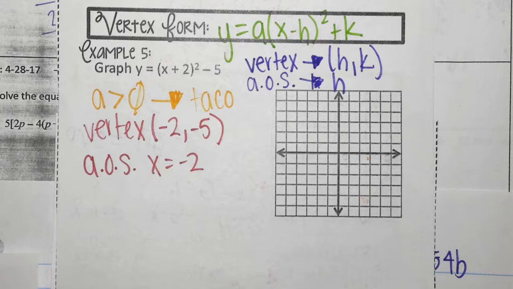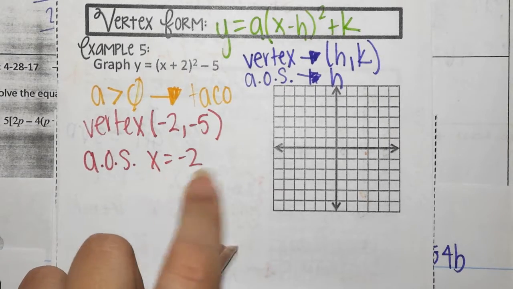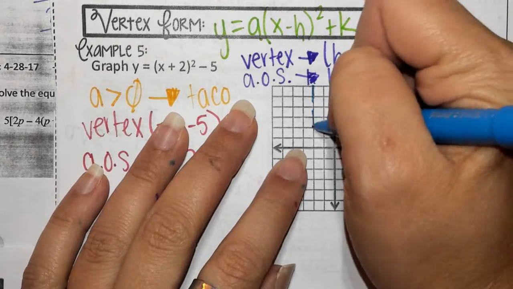This one isn't even hard. You don't have to do any math. I'm going to show you. Watch. Is everybody ready? First, I want us to put our axis of symmetry. So I want you to go left 2 and put a dotted line.